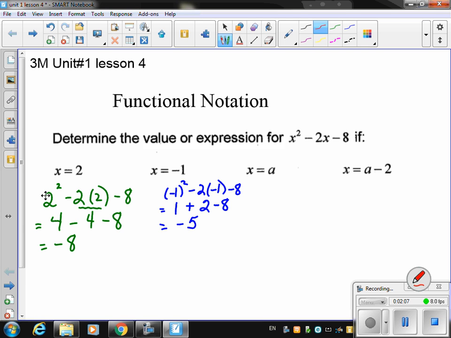Strange one, when x equals a, I just put an a in for x. So I would write a squared, subtract 2a. You could put brackets there or not. Subtract 8. Done. Nothing more you can really do with that. When x equals a subtract 2, I'm putting a subtract 2 in wherever I see an x. And it's kind of ugly, but it's the same process as before. We would be asked to tidy that up.